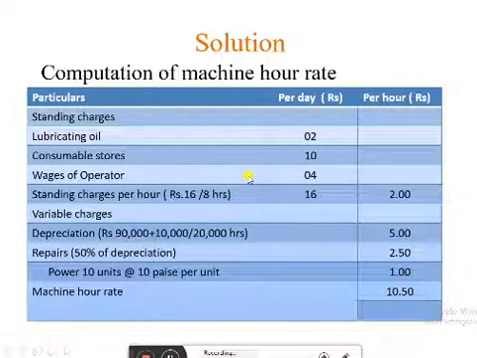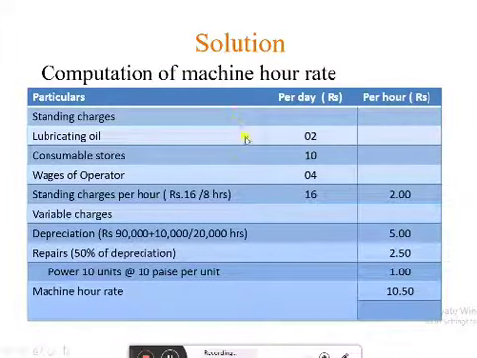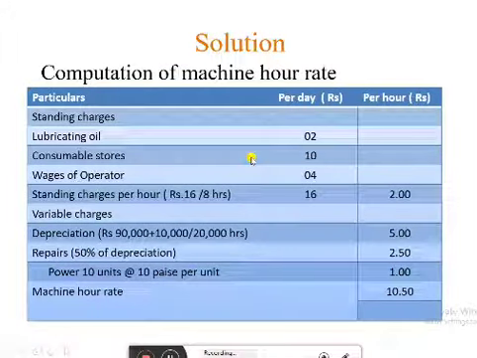In the next class we will discuss further about this problem, that is, we have to concentrate on the 14 marks problem in this concept. Let us concentrate on the 14 marks problem in machine hour rate, okay?